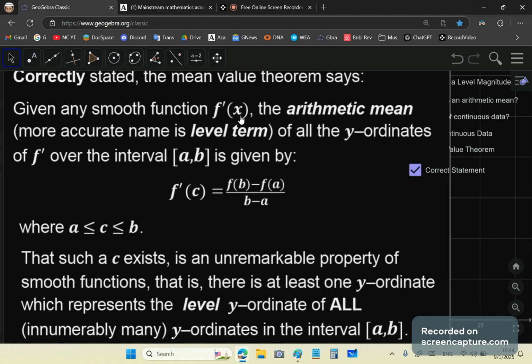Correctly stated, the mean value theorem says, given any function f prime of x which is smooth over ab, okay, which is smooth over ab, the arithmetic mean, or more accurate name, level magnitude or level term of all the y-ordinates is given by this expression here. So f prime of c is equal to f of b minus f of a over b minus a, where c is somewhere in the middle. Now remember, this is how the new calculus derivative is stated. It's stated using the mean value theorem.